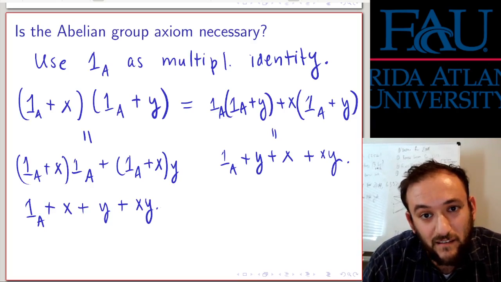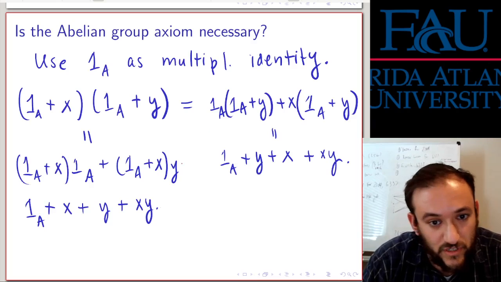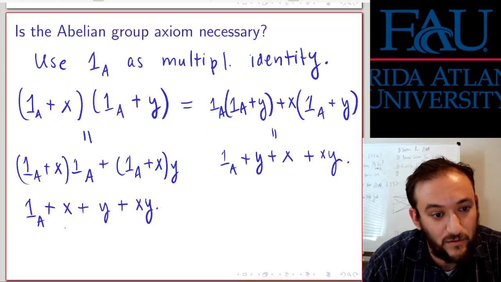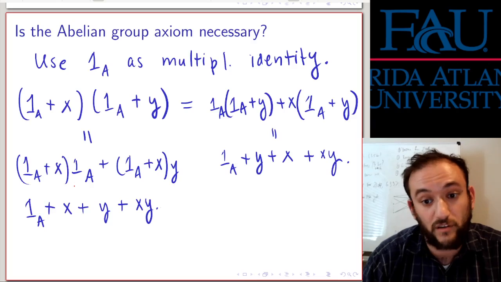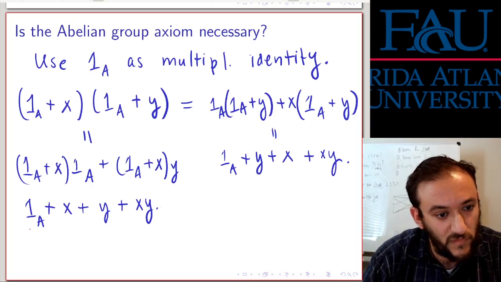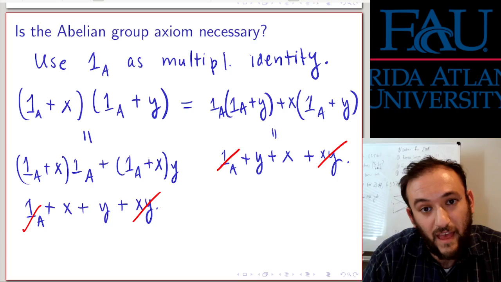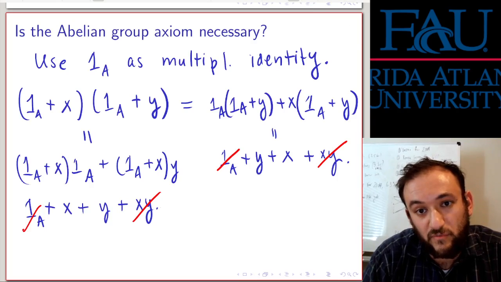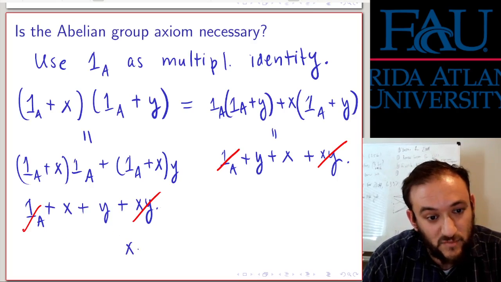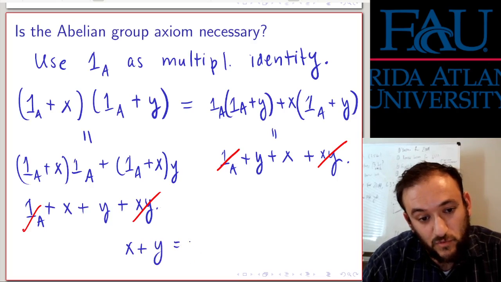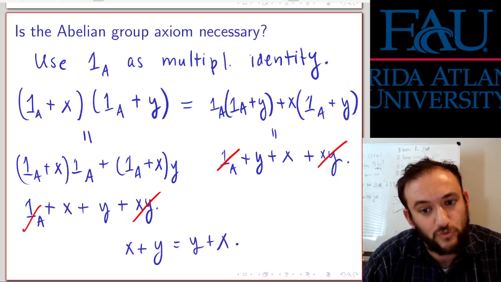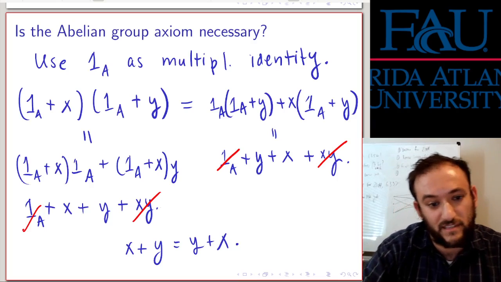And what we see after we do cancellation, which is obviously allowed since we have a group under addition, so we can cancel this on the left, cancel this on the right, and what we've learned from the distributive properties is that x plus y equals y plus x. So technically we could drop that from our set of axioms altogether.